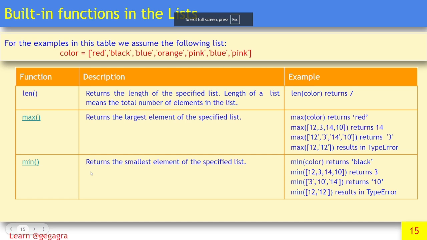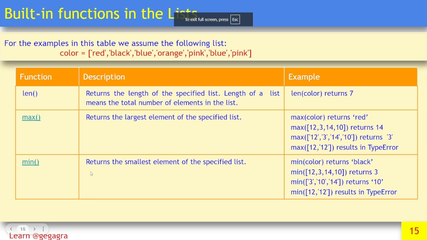So BL till BL, both the strings have the same characters. And as soon as you move to the third character, that is A and U, U is greater and A is smaller, that is the minimum, and that is why it will show black as the minimum of the colors.